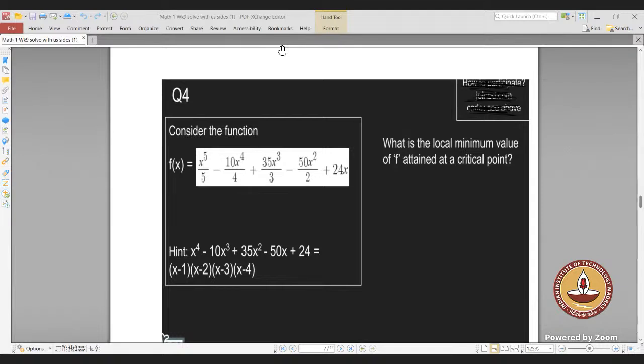But sir, that's not always true, right? Sometimes f double dash of x is equal to 0 and the function is changing. Which example are you saying? One second, sir. Sir, f(x) equal to x to the power 4.